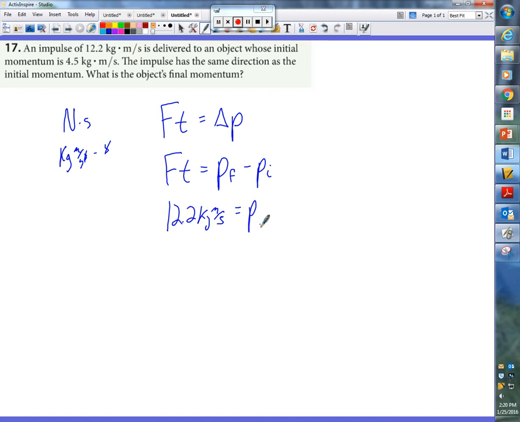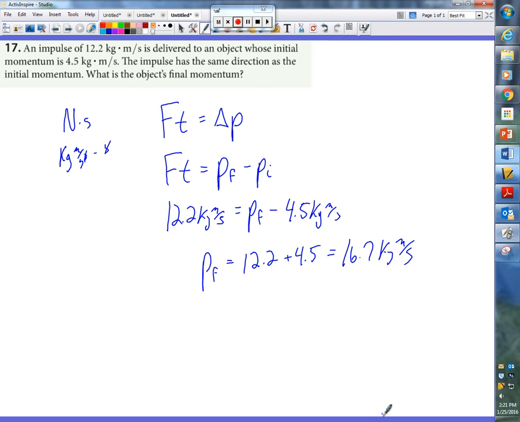Anyways, P final minus P initial, which was 4.5 kilogram meters per second. So take the 4.5 over to the other side, 12.2 plus 4.5. That gives us a final answer of 16.7 kilogram meters per second for our final momentum.